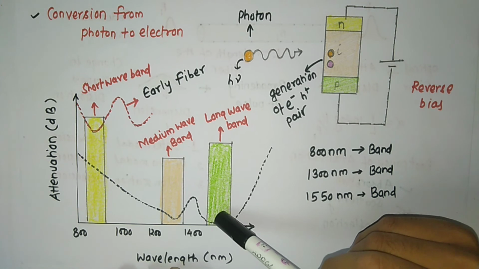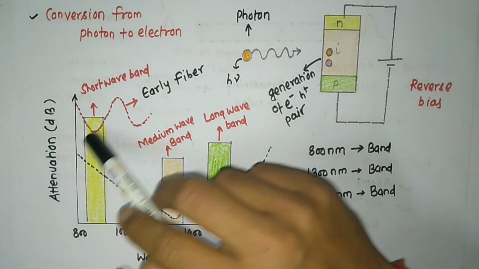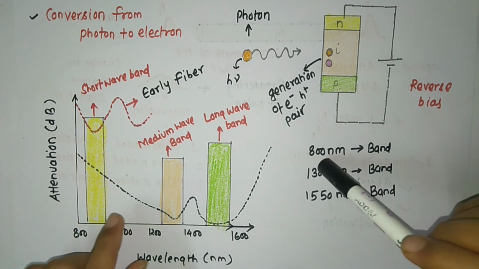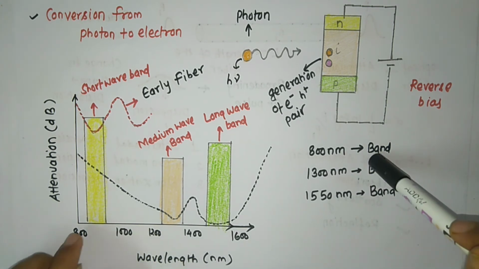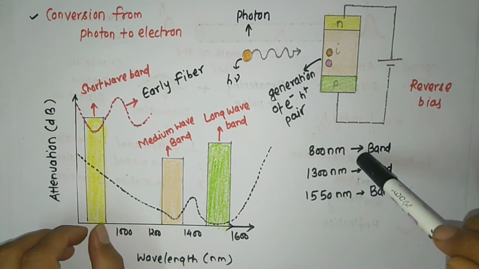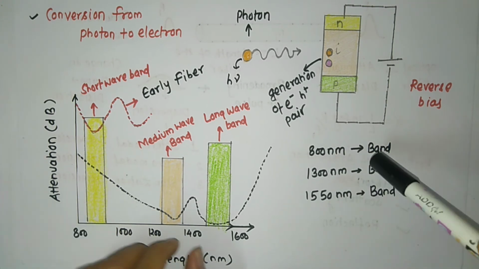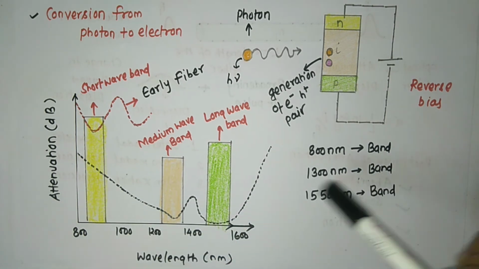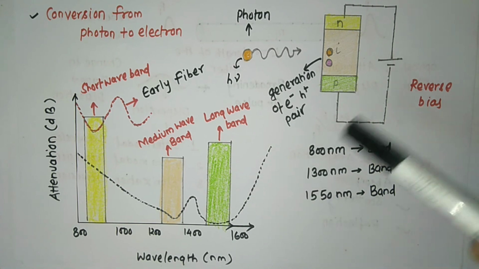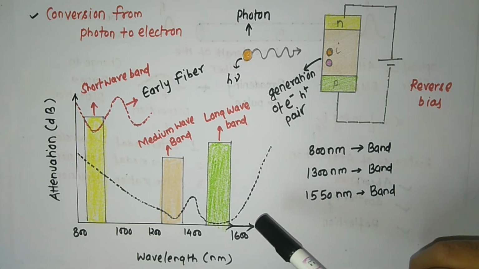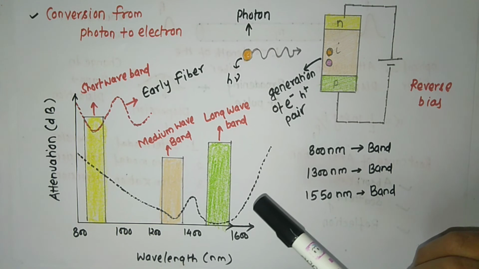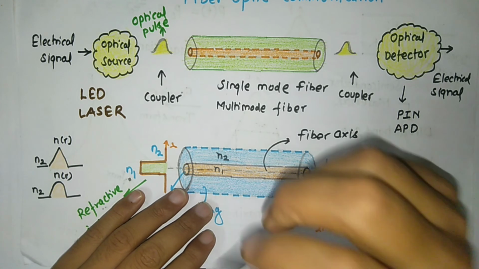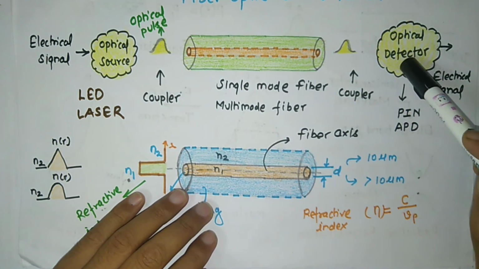Okay, so this characteristic I will discuss again later. One thing that you have to remember always is that this is known as the 800 nanometer band, this is the 1300 nanometer band, this is the 1550 nanometer band. I will discuss this characteristic again in the case of optical fiber. So what are the basic components of the optical fiber? The basic components are optical source, optical fiber, and optical detector.